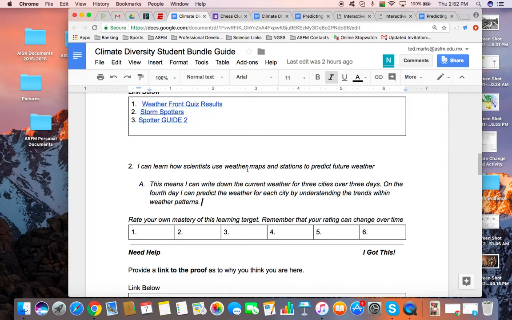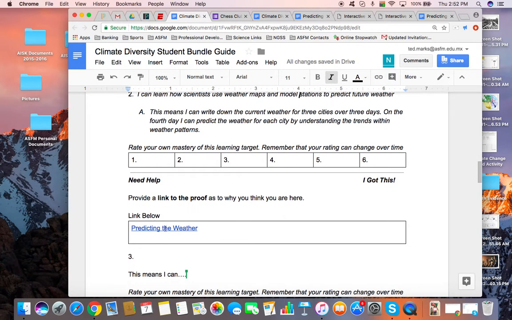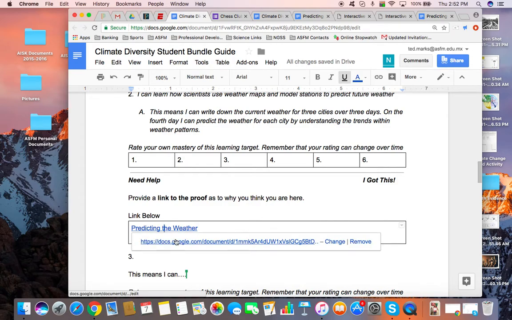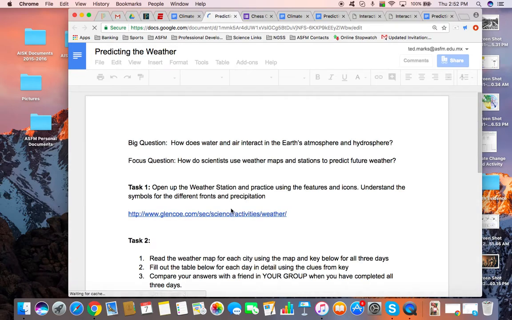You're predicting how scientists use weather maps and model stations to predict future weather. This means that I can write down current weather, which you did in the double when I wasn't here, for 3 cities over 3 days. On the 4th day, you're going to predict the weather by looking at some clues to understand trends and patterns within weather. Notice I don't have a rating in here, but I do have a link. So I'm going to click on this link. This is the meteorologist activity.